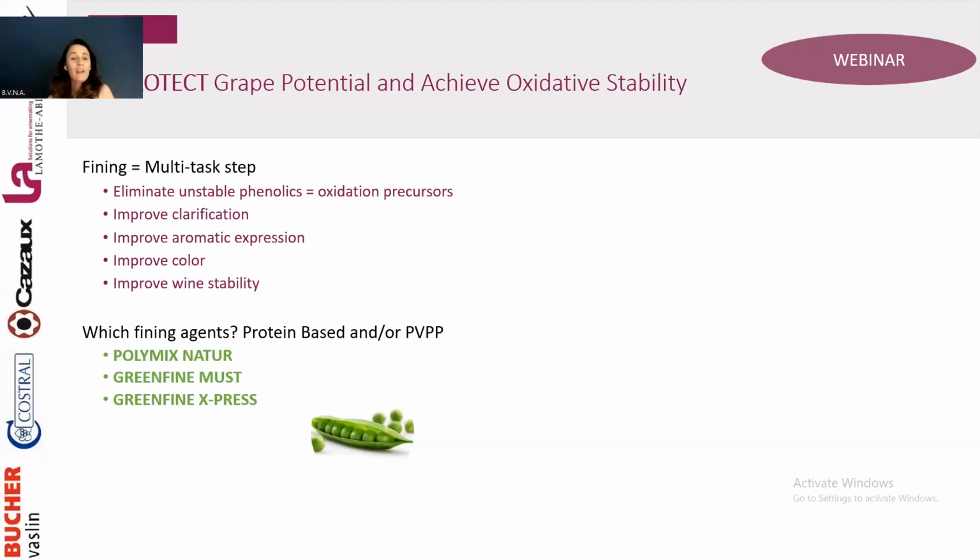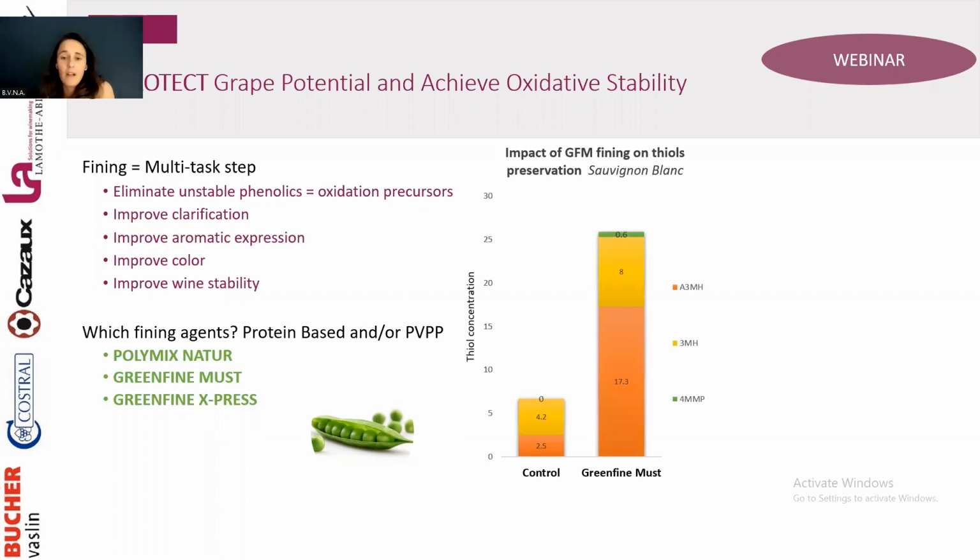Which fining agent do we want to use in this case? We want to use a protein-based fining agent or a PVPP that will remove phenolic compounds. We here are proposing vegan, allergen-free fining agents, because that's the trend, and that's actually what works very well. So we have Polymix Nature, that is yeast derivate, PVPP, bentonite; Green Fine Must, that is a pure pea protein; and the Green Fine Express, more for the press fraction, a little bit stronger, that is pea protein and PVPP-based fining agent. As a result, in final wine, you can see here we are looking at the thiolic concentration.